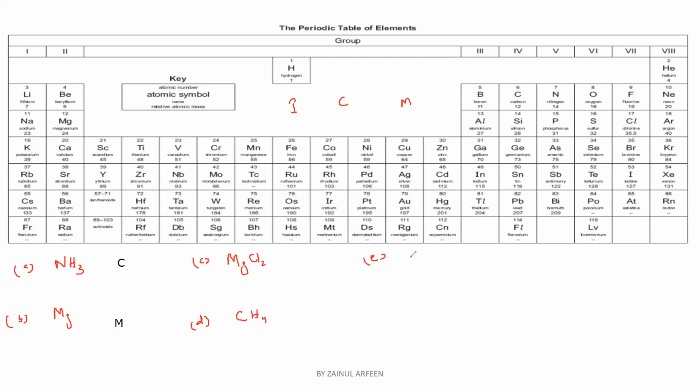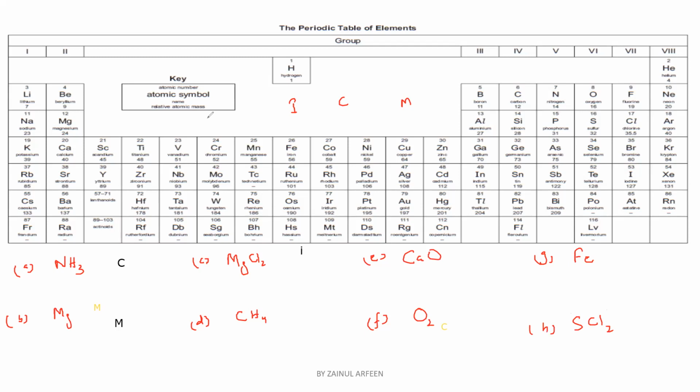Fifth one is calcium oxide. Then we have O2, oxygen. Then we have Fe, iron. And the last one is HCl2.